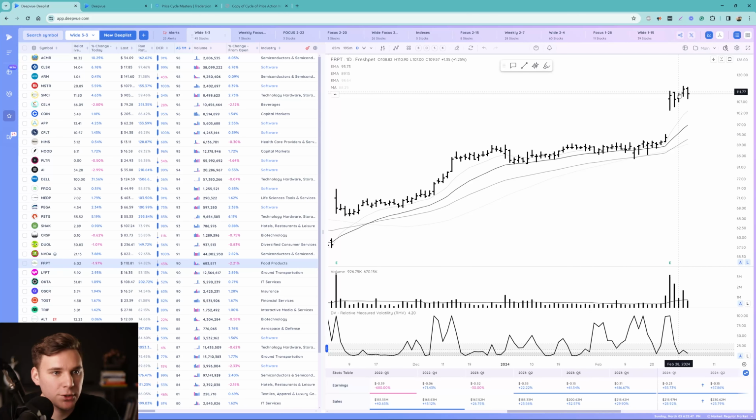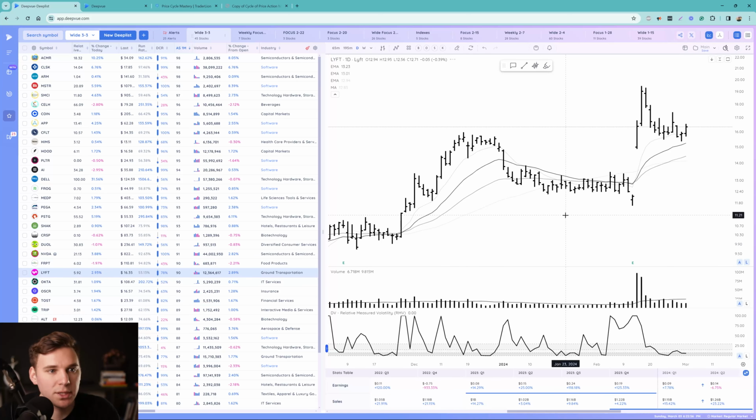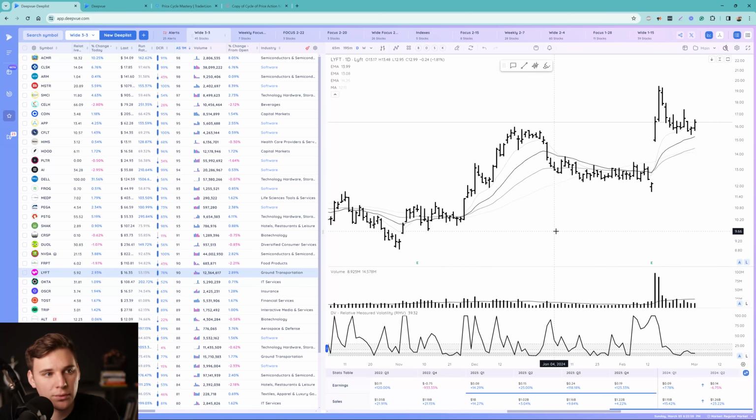FRPT, recent earnings gap, now consolidating a little bit, something to watch if you're into this type of name. Looking at this, I think it's like a Chewy. It's related to pets. Definitely a theme worth taking a look at. Maybe not a leading theme, but something worth considering.